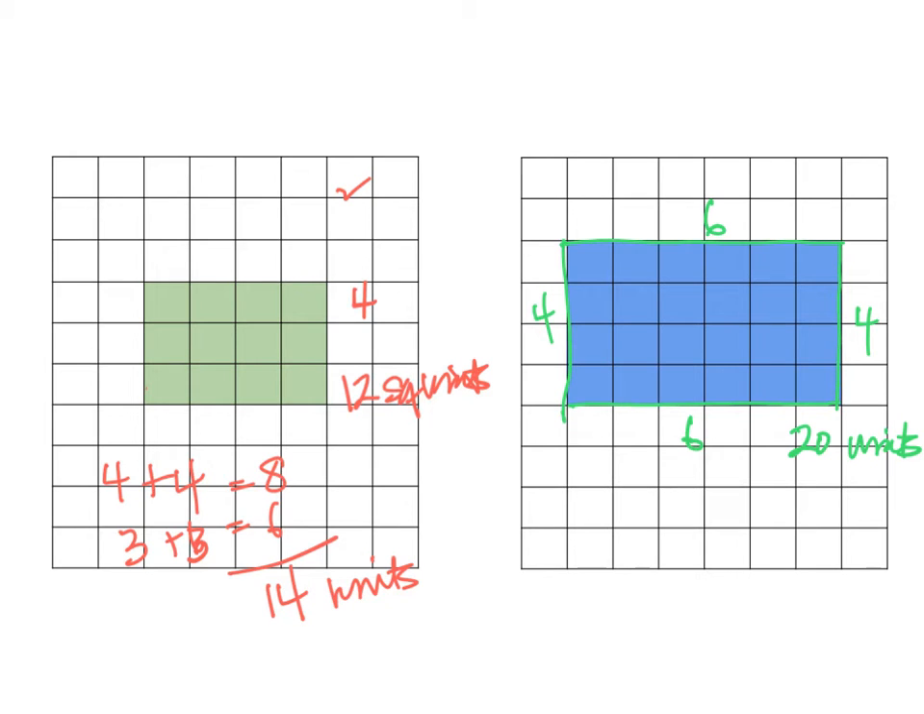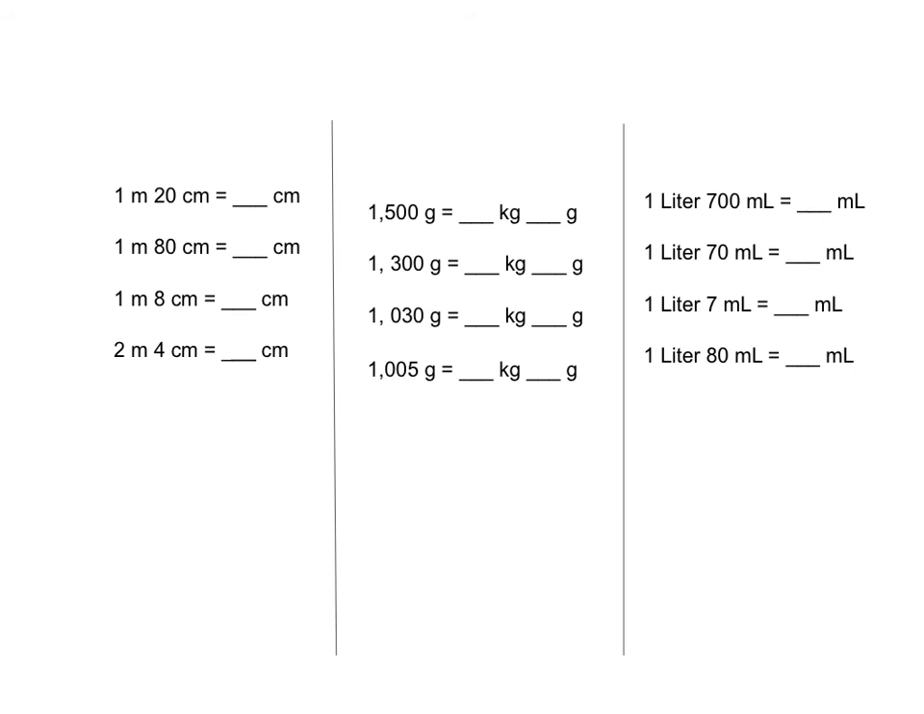Let's count how many square units we have inside this. 1, 2, 3, 4, 5, 6. We have 6, and we have 4 rows of that, so let's count by 6. 6, 12, 18, 24. So we have 24 square units. Hopefully that reminds you a little bit of the difference between area and perimeter.